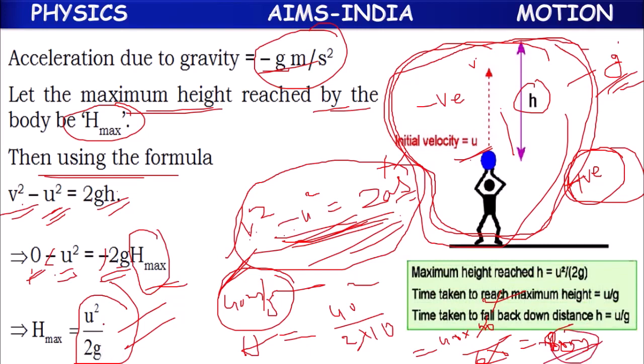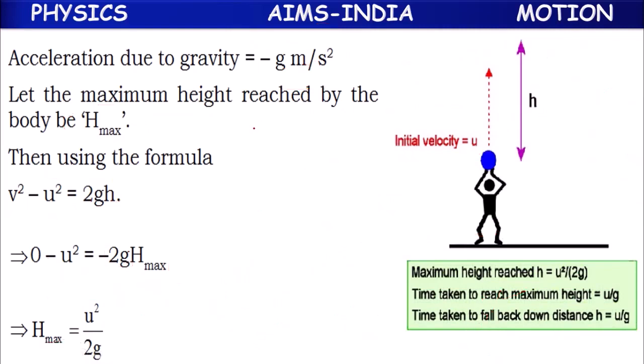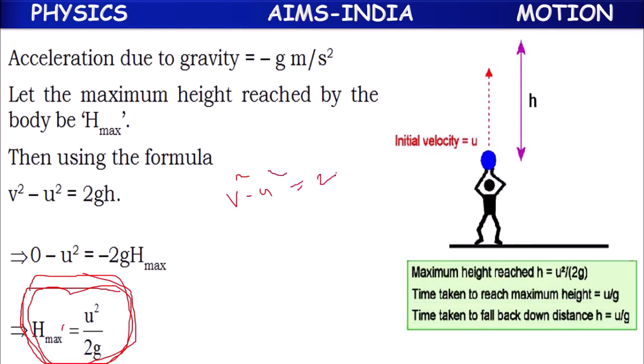Like that, with this formula, we can calculate the maximum height reached by a vertically projected body. So you have to remember this formula, children. This formula is for the maximum height of a body, derived from the formula v square minus u square equal to 2as by replacing the values.